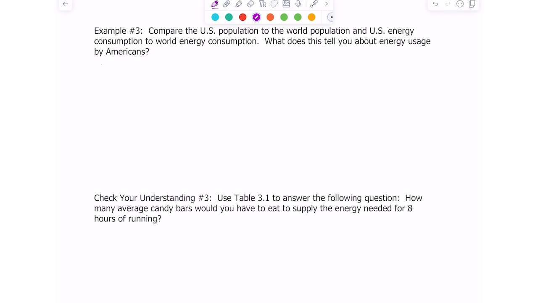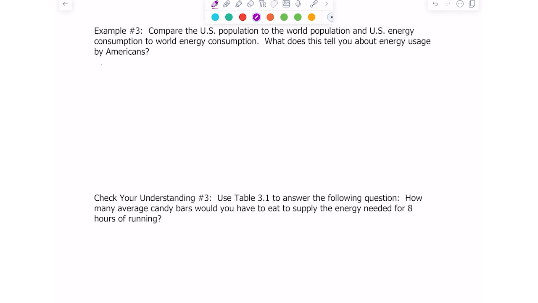So in this example, we're going to compare the U.S. population to the world population and the U.S. energy consumption to the world energy consumption. In other words, what percentage of the world population is the U.S., and also what percent of the energy consumption do we actually use? And then what does this tell you about energy usage by Americans? All right, so to figure that out, to compare them, I'm going to create a fraction.